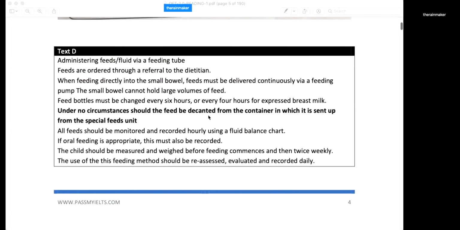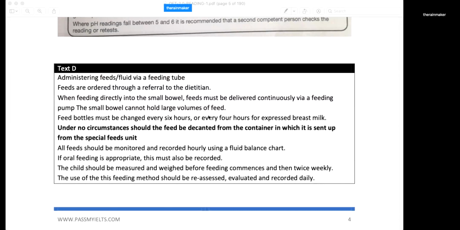After that, we have administering feeds fluids via feeding tube. Let's read this. What is this? It's difficult. Everything is given here in points. Administering feeds fluids via feeding tube. Feeds are ordered through a referral to a dietitian. When feeding directly into the small bowel, it kind of looks more like a management. You see the dietitian involved. So let's call this management paragraph. And if you do not know what to call this, you can call it paragraph X.